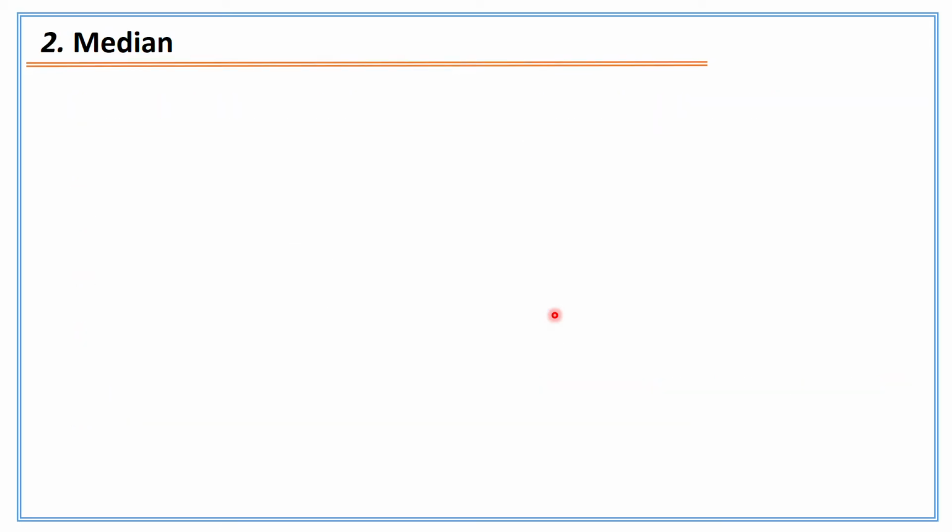So if there are outliers affecting the mean, what should we do? There is one more parameter which we can use. It is the median.